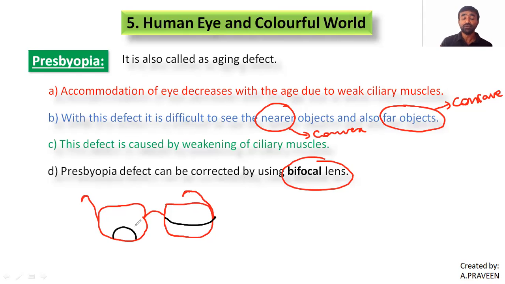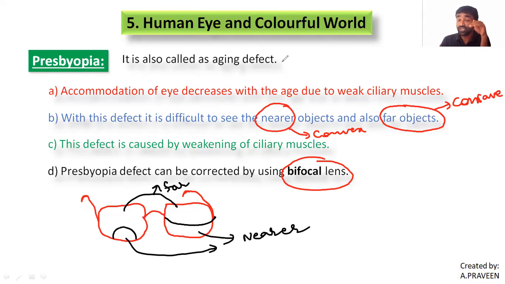Okay. So here, one portion is to see the nearer objects and the other is to see the far objects, right? This downside portion will help you to see the nearer objects, and this upper portion will help you to see the far objects. Can you predict which lens will help you to see the nearer objects? What type of lens will help you to see the nearer objects? Is it a concave lens or a convex lens?